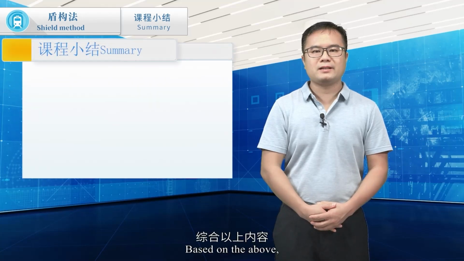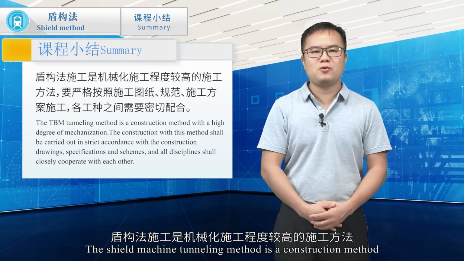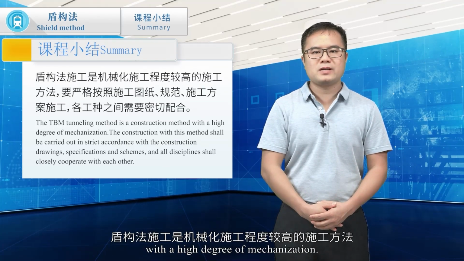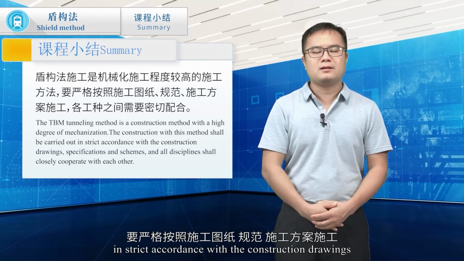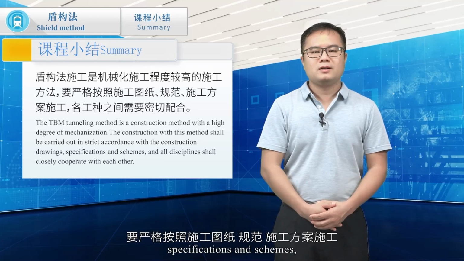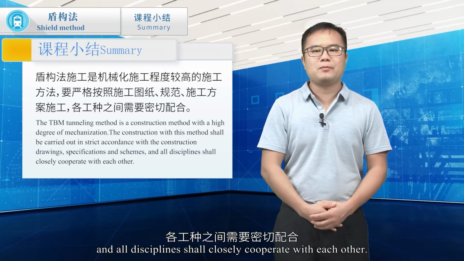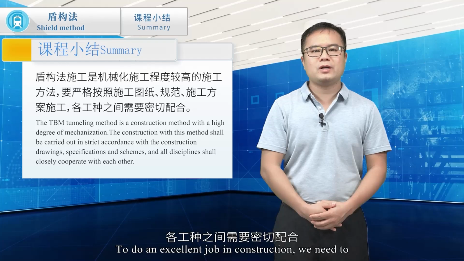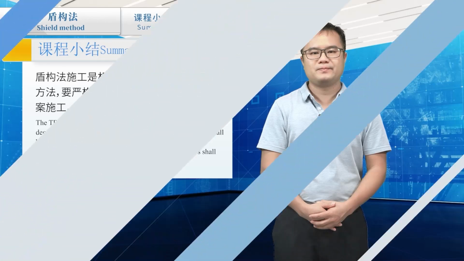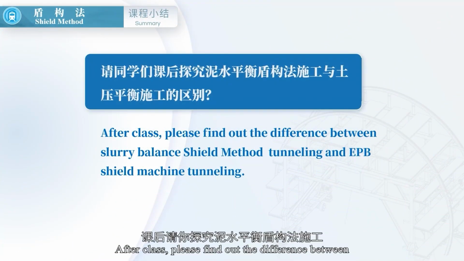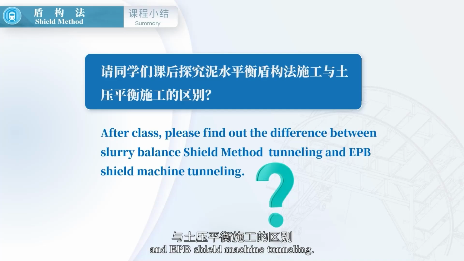Based on the above, the TBM tunneling method is a construction method with a high degree of mechanization. The construction with this method shall be carried out in strict accordance with the construction drawings, specifications and schemes, and all disciplines shall closely cooperate with each other. To do an excellent job in construction, we need to have the spirit of craftsmanship and a strong sense of teamwork. After class, please find out the difference between slurry balanced TBM tunneling and EPB TBM tunneling.